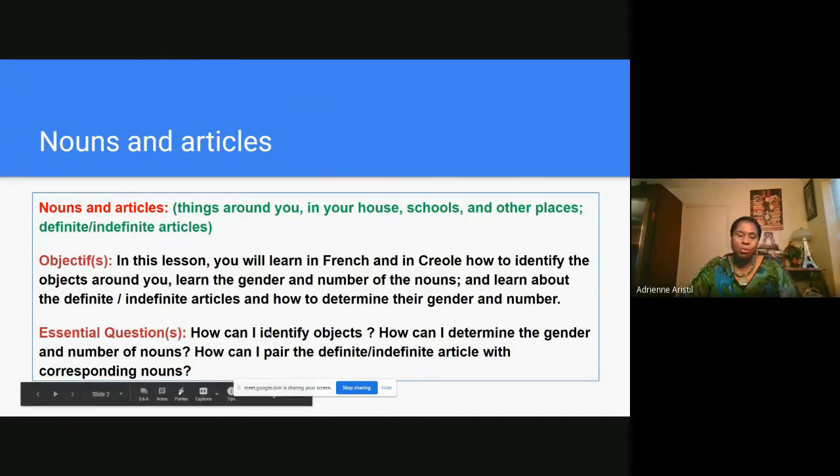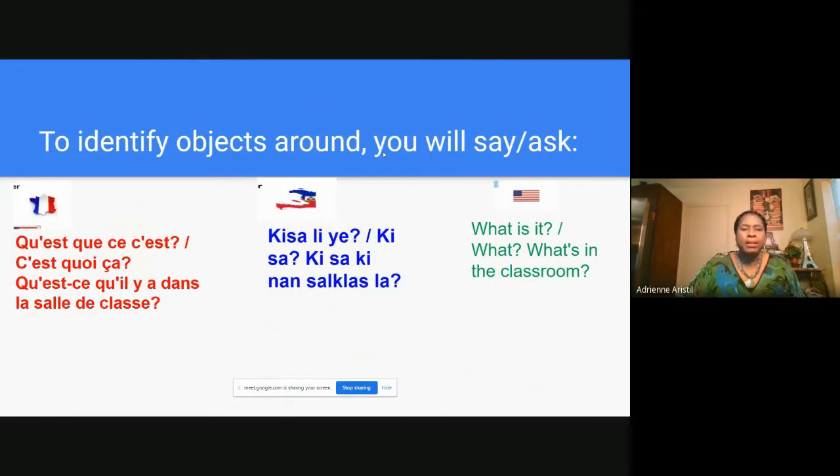As for essential questions, they are there for you after this lesson. You should be able to identify objects in French and in Creole. How can I determine the gender? You should be able to determine the gender and number of the nouns and pair definite and indefinite articles with corresponding nouns. To identify objects around, you will ask en français, in French, qu'est-ce que c'est?